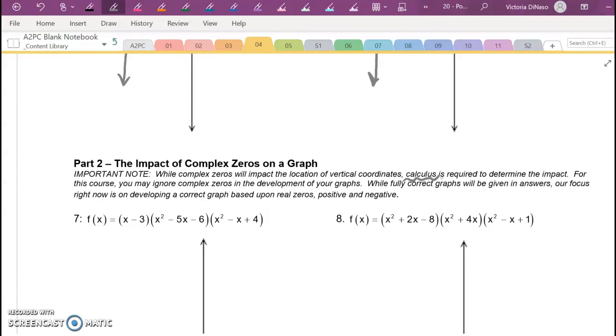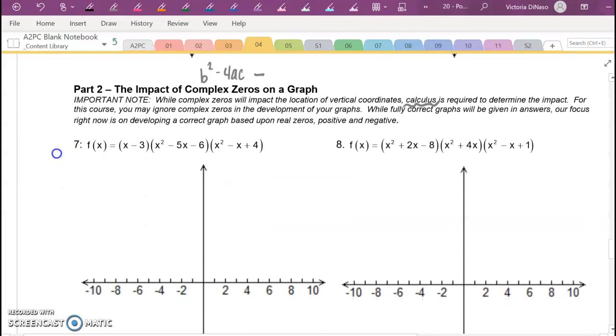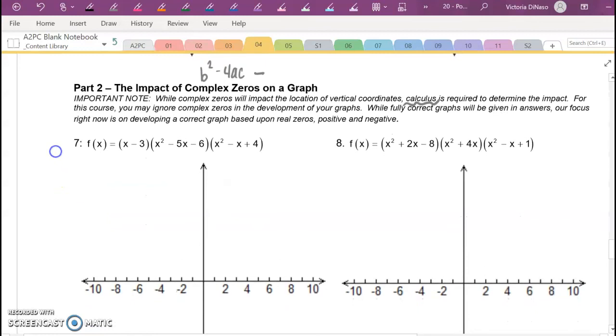So how do we find a complex zero? We can use b squared minus 4ac, and remember, we're going to get a negative result. A negative result means that we have a complex or imaginary number. So let's take a look at number 7. We're actually going to have to factor this.